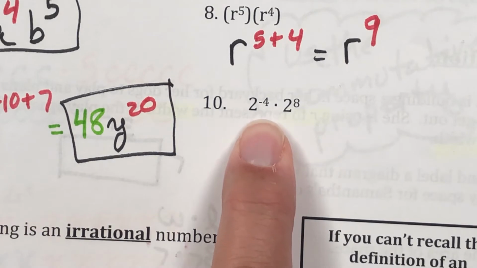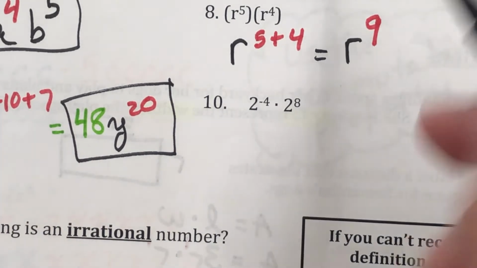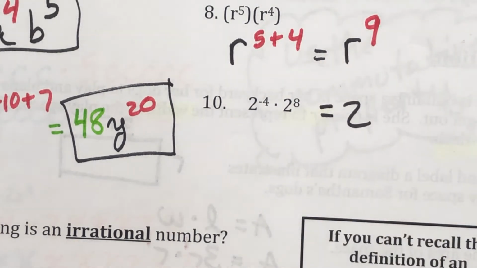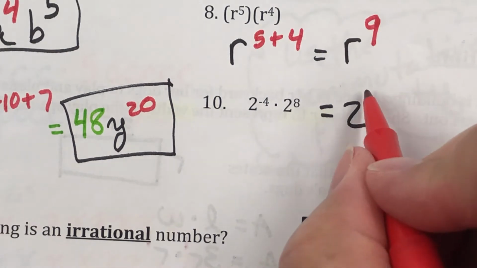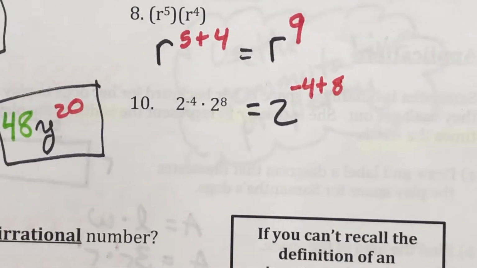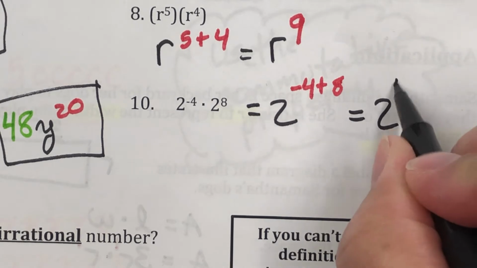I have a negative exponent. That's fine. You're allowed to have negative exponents. Just keep the base 2, and you're going to add negative 4 plus 8. When the signs are different, subtract, keep the sign of the number with the larger exponent, or just grab a calculator. You can do that too. And you get 2 to the 4th power.